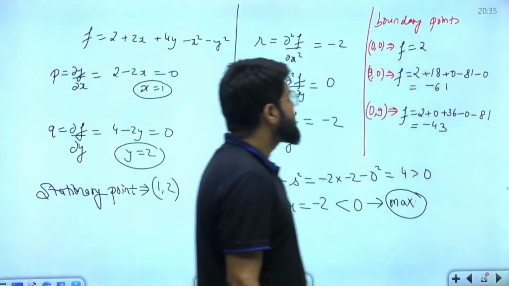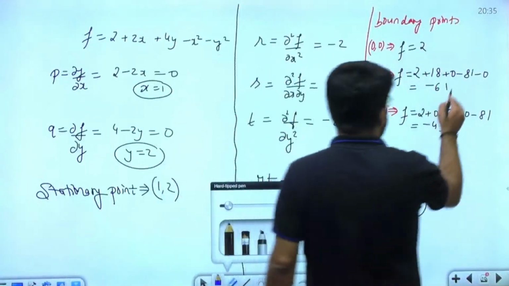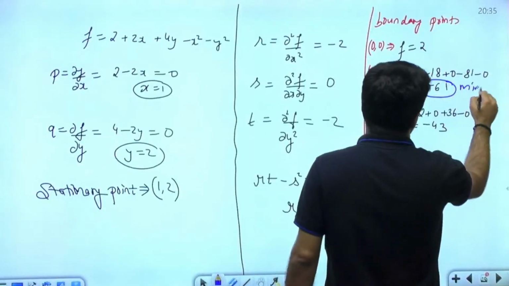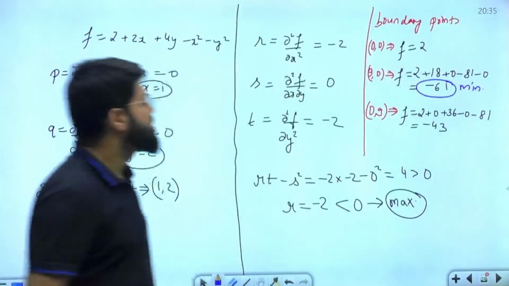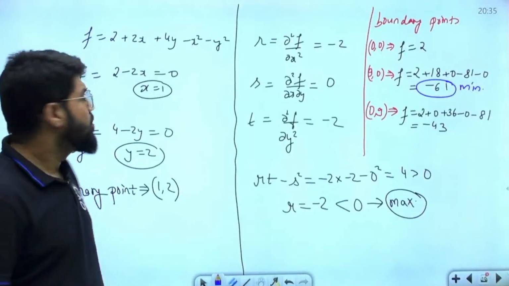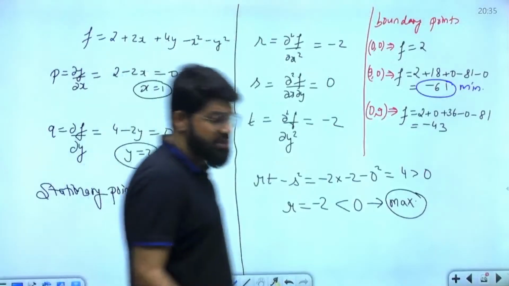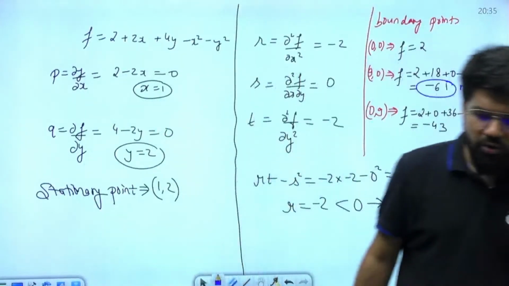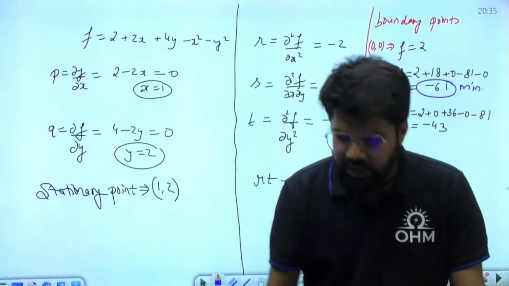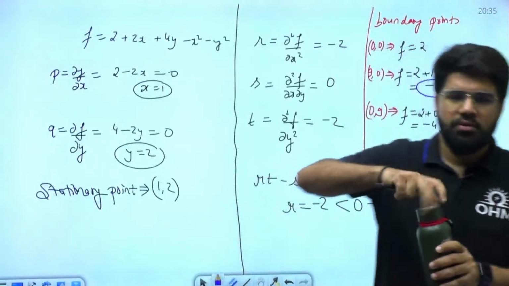So what is the minima? Out of the three, the minimum one is minus 61, so the absolute minimum value is minus 61. That occurs at (9, 0). If they ask you where it occurs, it is at (9, 0).